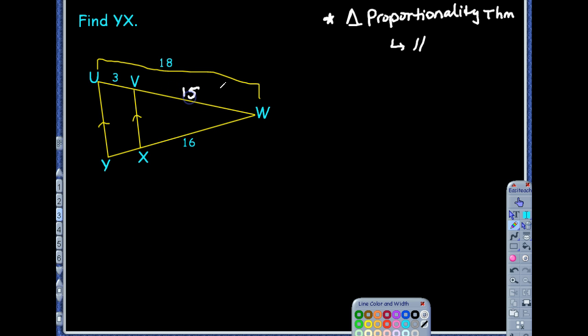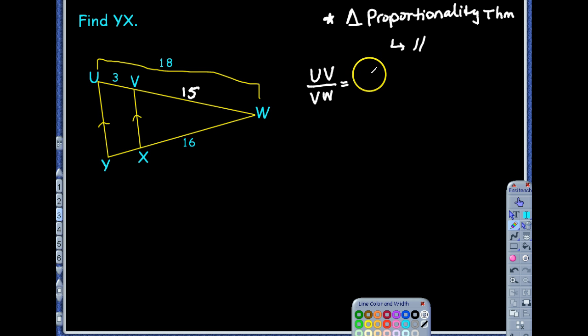And that's the thing: you may not use it, but it's good. You can find it. You never know, it might be helpful. Now, I know that it's dividing the sides proportionally. So I'm going to write the proportion: 3 over 15, and 3 represents UV, to the VW.